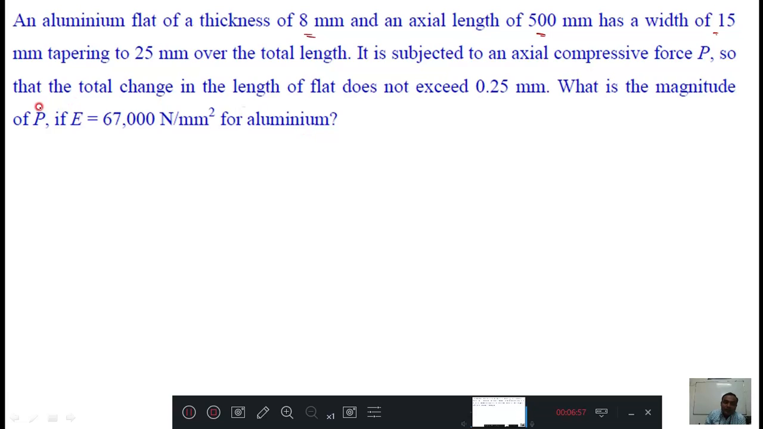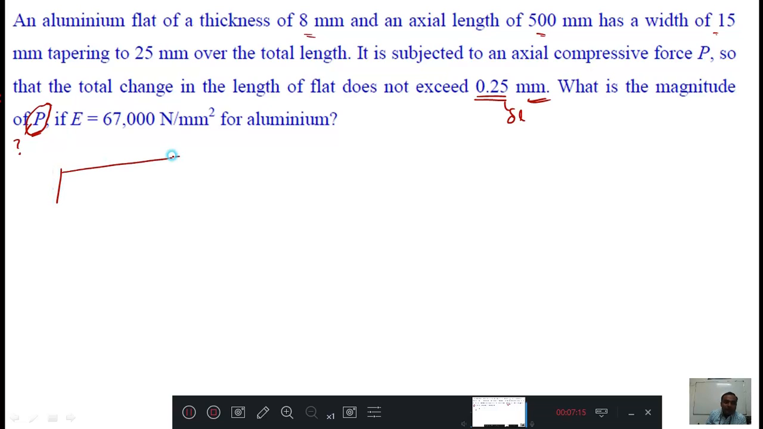Here they did not give a P value. They are asking you how much P should be applied so that the total extension will be this much restricted. Means here delta L is given, P is not given. Okay, no problem. First we'll understand the problem.